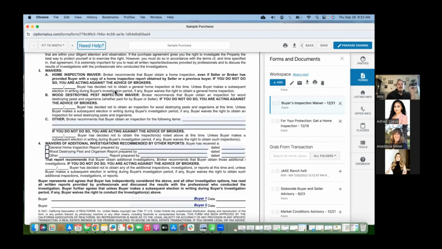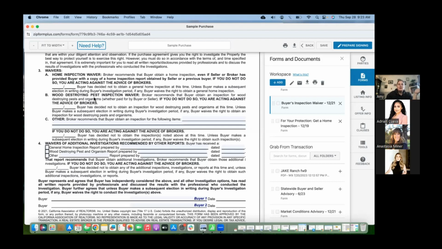Buyer has decided not to obtain a general home inspection at this time unless buyer makes a subsequent election in writing during buyer's investigation period, if any. Buyer waives the right to obtain a general home inspection. Okay, so they only initial if they don't.